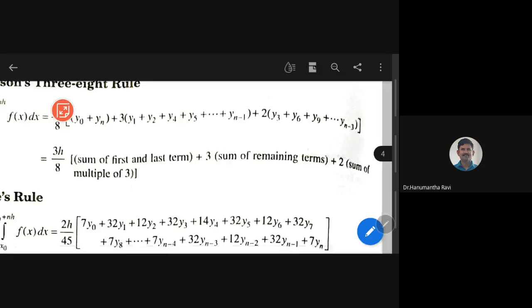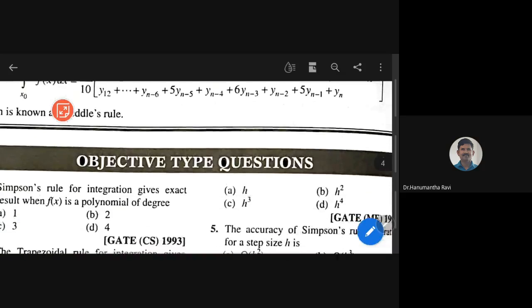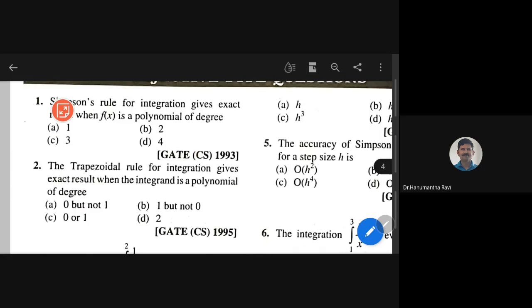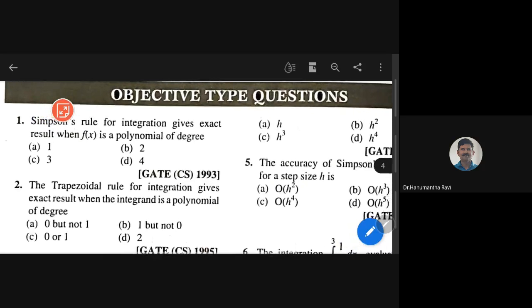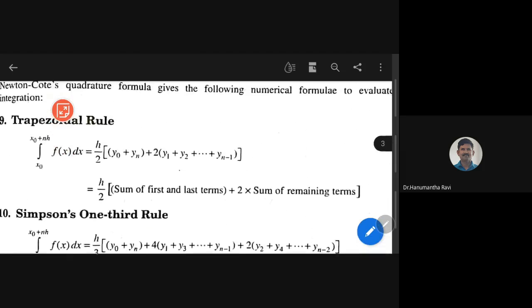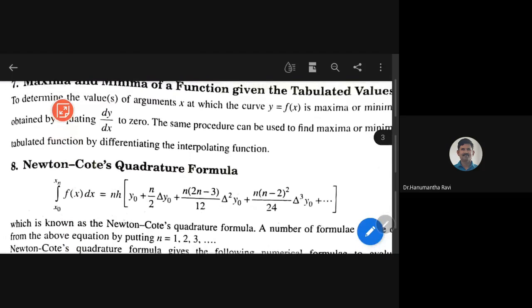Now we go directly. The other rules are not of much importance here. They do not play much role. So now we'll do some problems on numerical integration.